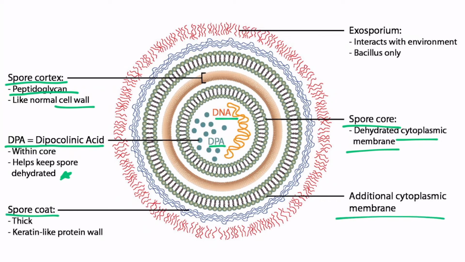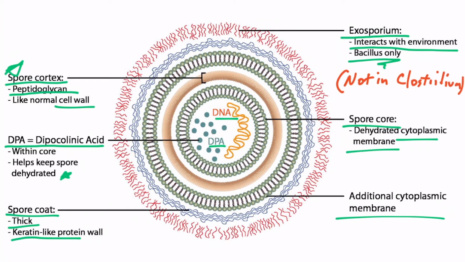Then there's the spore coat, which is just another thick wall, much like the spore cortex, except it's not made of peptidoglycan, it's made of a keratin-like protein. And then the most superficial part of the endospore is the exosporium. This interacts with the environment, but it's only present in Bacillus. Recall the two groups that produce endospores. Those are Bacillus species and Clostridium species. But just know that Clostridium species do not form this exosporium.